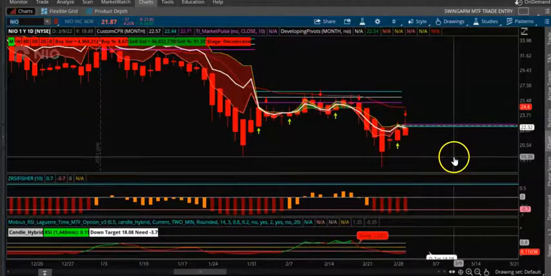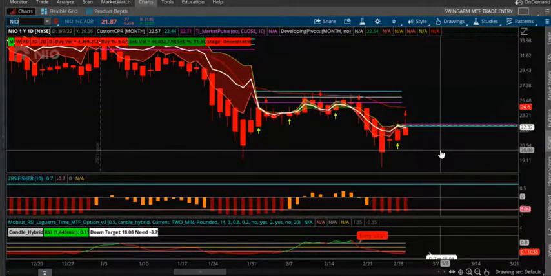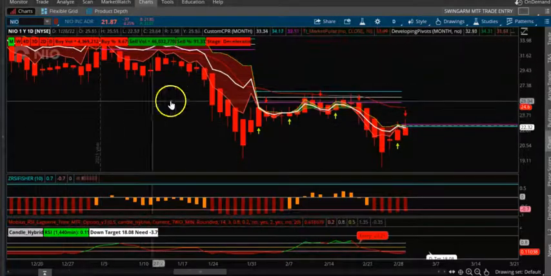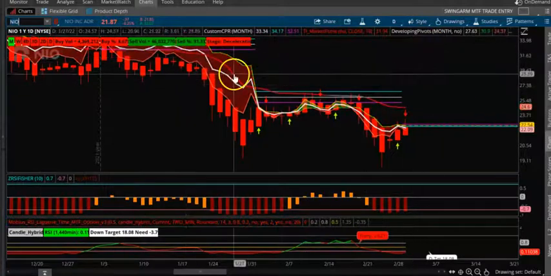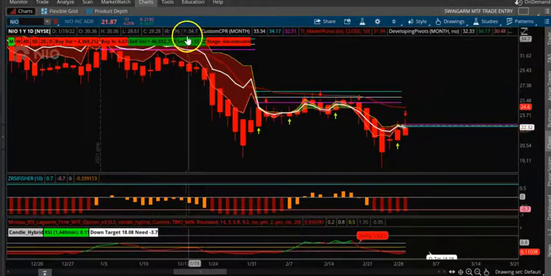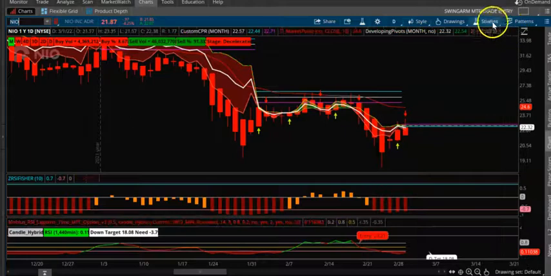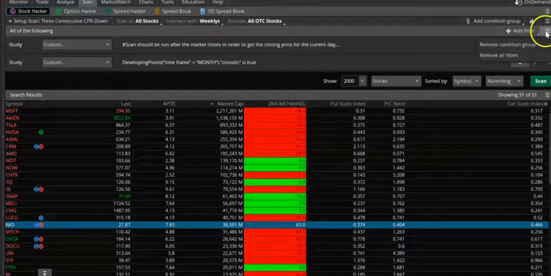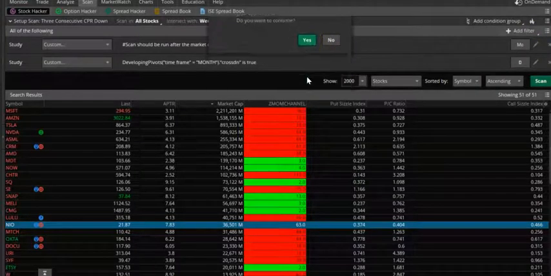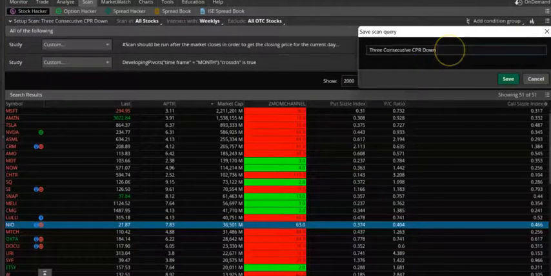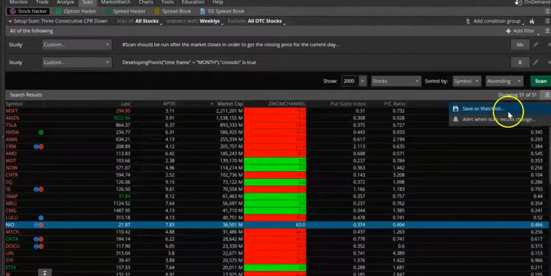I'm going to attach this watch list, so you can look at the stocks which you want to play. Everything is down here. Sell volume is 91%. Okay, let's look at it. Let me save this scan as a watch list. Save as a watch list.